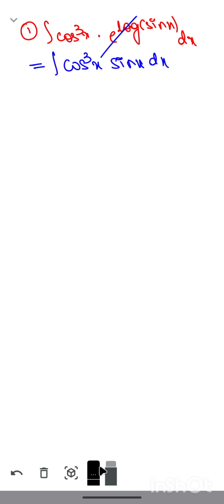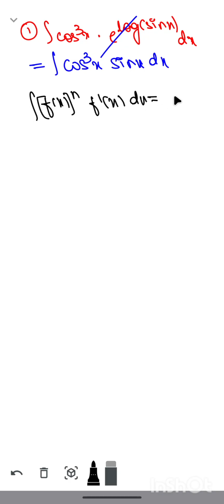And see, this is in the form of one of the standard formulas. The formula says integration of f of x to the power n into f dash of x into dx is equal to f of x to the power n plus 1 divided by n plus 1, which means if the function is of the form integration of f of x to the power n into f dash of x into dx, then its answer will be f of x to the power n plus 1 whole divided by n plus 1 plus c.